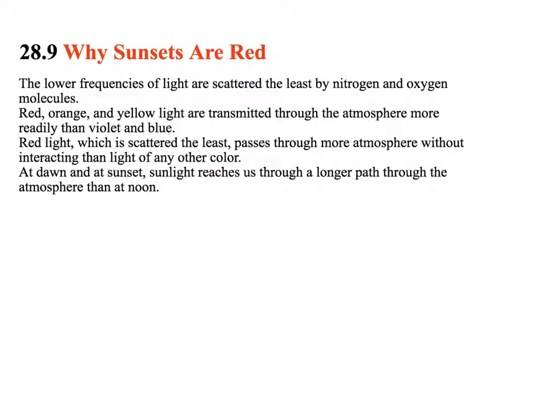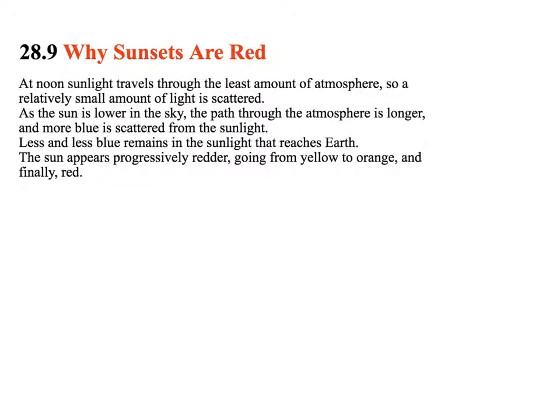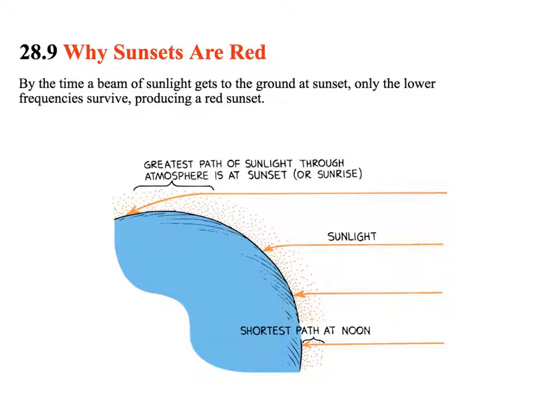At dawn and at sunset, sunlight reaches us through a longer path through the atmosphere than at noon. At noon, sunlight travels through the least amount of atmosphere, so a relatively small amount of light is scattered. As the sun is lower in the sky, the path through the atmosphere is longer, and more blue is scattered from the light. Less and less blue remains in the sunlight that reaches Earth. The sun appears progressively redder, going from yellow to orange and then finally to red. By the time a beam of light gets to the ground at sunset, only the lower frequencies survive.